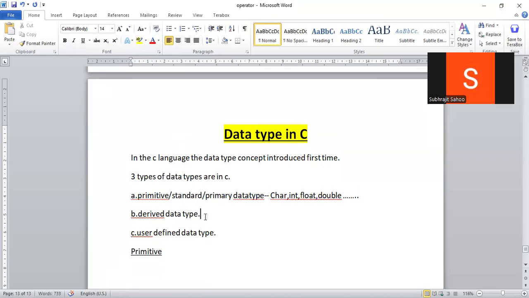And here, examples of derived data types are array and pointer. Okay, array and pointer. And user defined are structure, union, enum. These are the several types of data types.